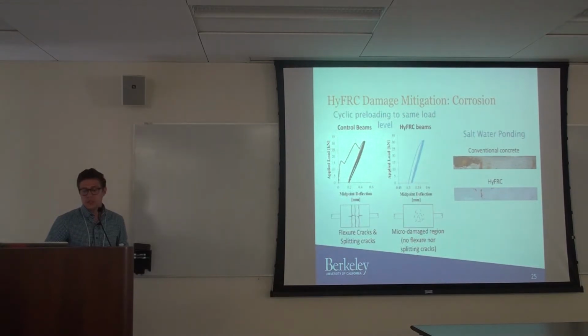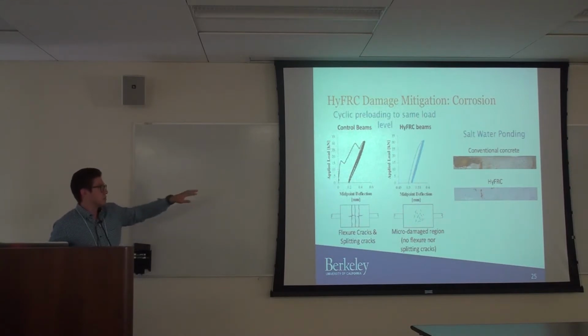As far as corrosion, there were several long-term corrosion tests. These were natural corrosion instead of accelerated, where beams were pre-cracked and salt water was ponded and just allowed to naturally corrode over the course of several years. In the initial pre-cracking, you could see that in conventional concrete, the normal crack pattern allowed that salt water to penetrate much more than in the high FRC. You don't get quite as large cracks, so you don't get as much penetration.